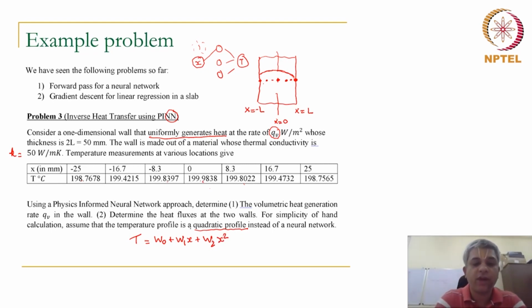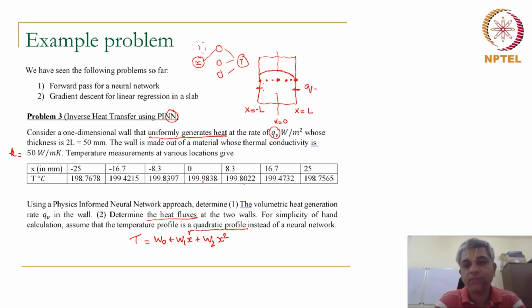So this is what we are going to assume. And the question is find out QV. Given that T is of the form W0 plus W1x plus W2x square, also find out the heat fluxes at the 2 walls here and here. Okay.